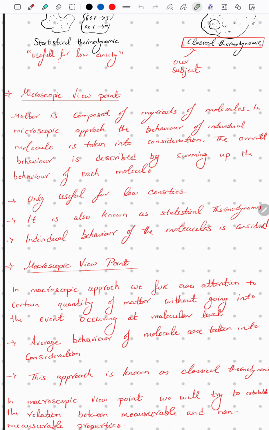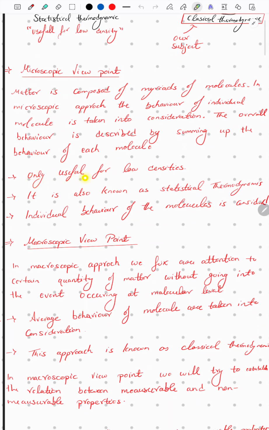It is only useful for low density. Why are we saying this again and again? Low density, we'll prove it. It is also known as statistical thermodynamics. As we have discussed earlier, statistical thermodynamics is not in our syllabus. Individual behavior of molecules is considered.